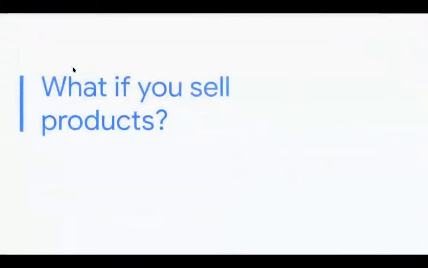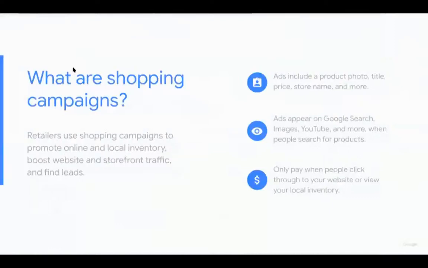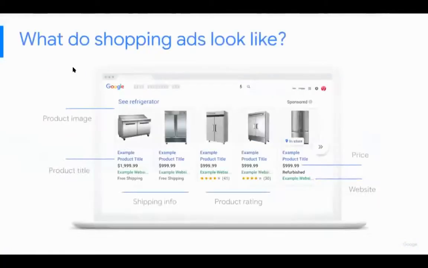If you are out there and you sell products, both online and offline, there's another type of campaign that might be of interest to you. Now remember, at the very beginning of the workshop, when I showed you an illustration of the example Google search results page, at the top of the page, I pointed out where shopping ads can appear. You'll see this type of ad on Google search, images, shopping, YouTube, and more when people search for products that you sell. And let's take a closer look at some example ads here.